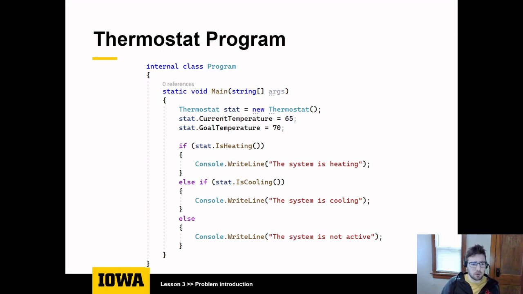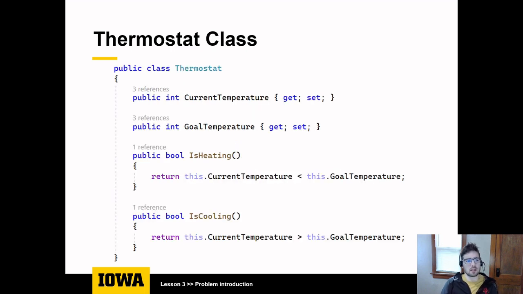So a simple program, and this is the class. This is what defines how thermostats work in general. Okay, so we have our two properties, current temperature and goal temperature, and we have these two methods, whether this thermostat wants to be heating or whether it wants to be cooling. Okay, so this should make sense from where we left off on the last lesson.